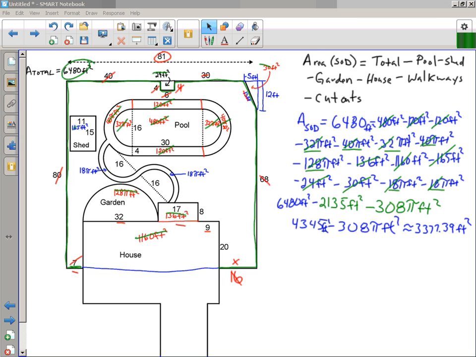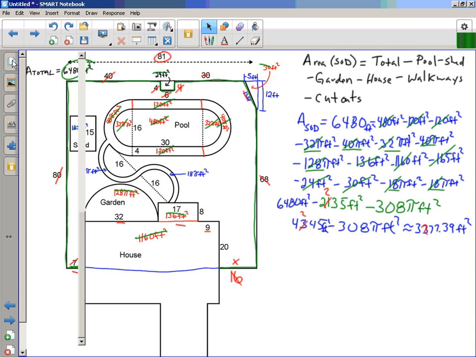All right, and I did make a mistake, and I know you've been yelling at me to fix it. This was 2235, and I guess that makes this 4245 minus 308 pi, which ends up being 3277.39. So take 100 off there. Okay. So we've got the square footage.